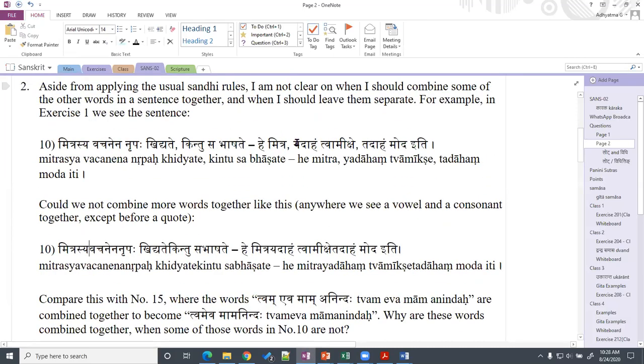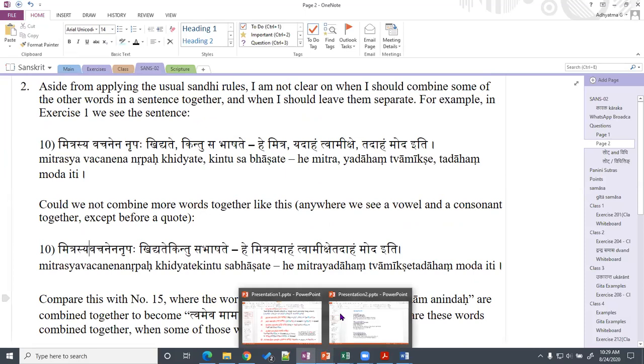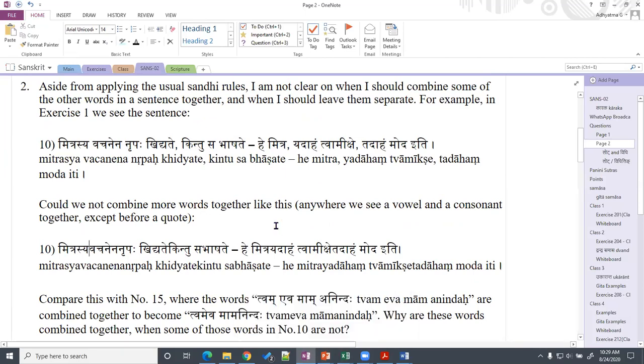Remember, this is not sandhi. Just putting the words together is not sandhi. Sandhi happens when there is a change either in the previous letter, the subsequent letter, or both the letters.